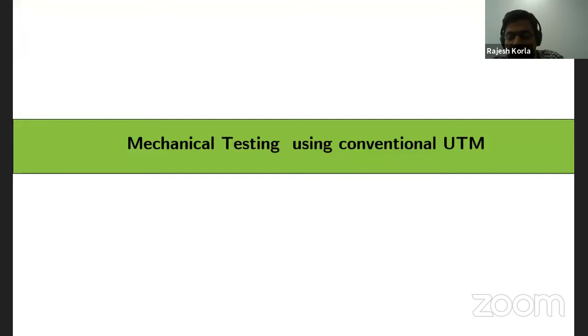So now I'm going to start with conventional mechanical testing using a UTM.